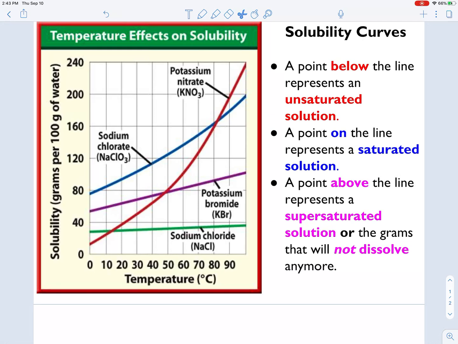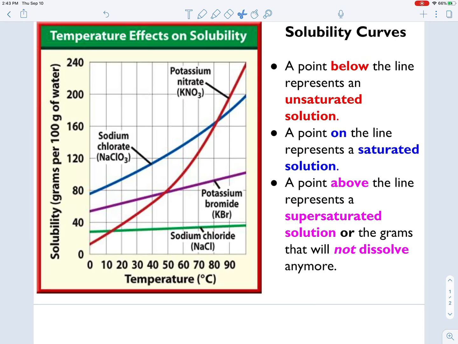This video is about solubility curves. A solubility curve shows you how temperature affects solubility. Solubility is how well something dissolves. And if you look on the y-axis, on the left, solubility is given in grams per 100 grams of water. So it's the amount of grams that will dissolve in 100 grams of water. 100 grams of water is about 100 milliliters.